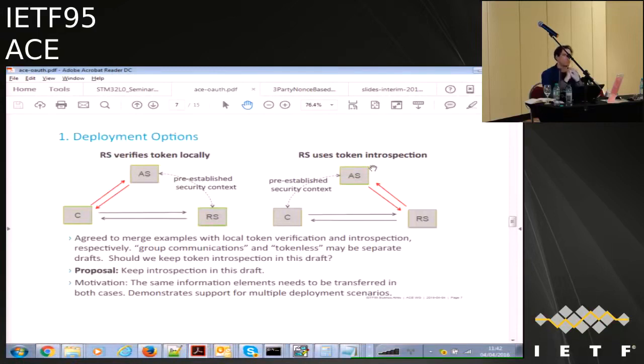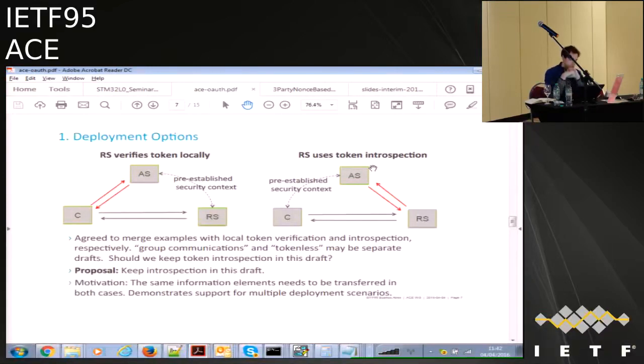Because basically, the reason why I see people wanting to do introspection is they want to offload the decision off the RS because it's overly constrained. But if it's overly constrained, I don't know that it really wants to be doing the communication back to the AS, in terms of power consumption.